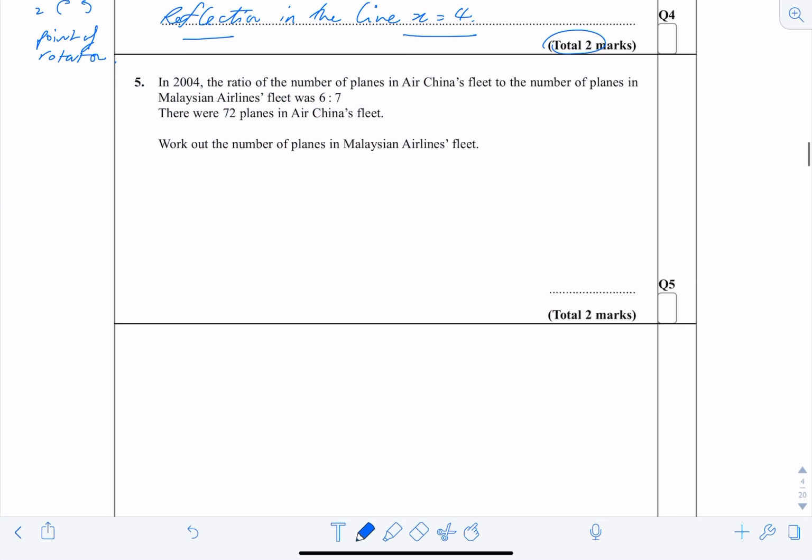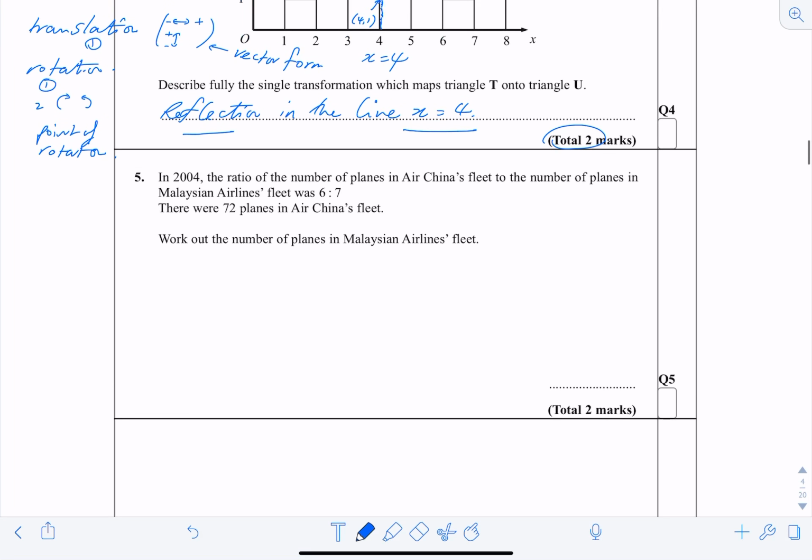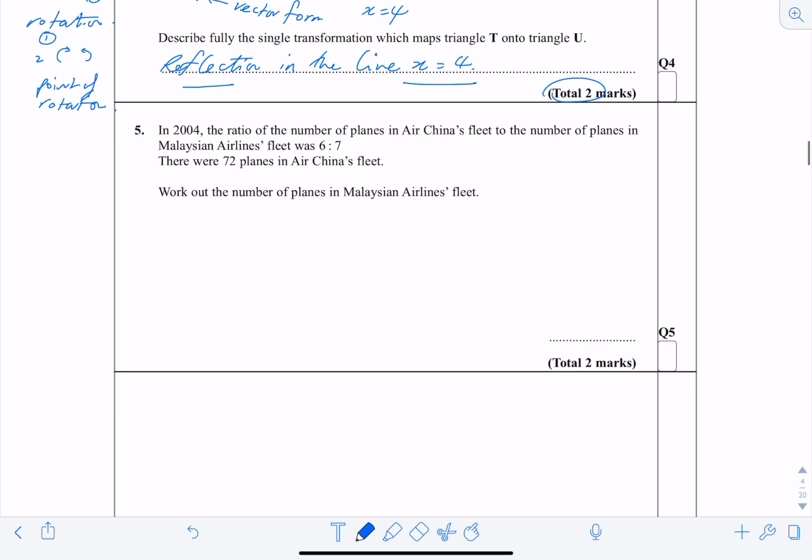All right, next question. In 2004, the ratio of the number of planes in Air China's fleet to the number of planes in Malaysian Airlines' fleet was 6 to 7. There are 72 planes in Air China's fleet. Work out the number of planes in Malaysian Airlines' fleet. First of all, I can see that China's not going to have as many as Malaysian Airlines, so that gives me a little bit of an idea of where I'm going here.